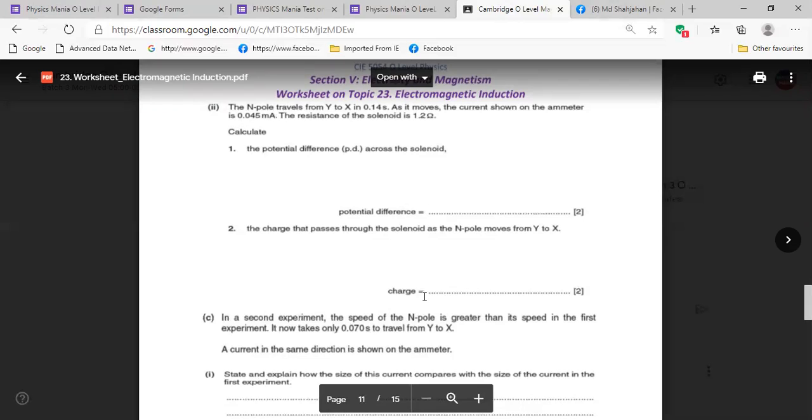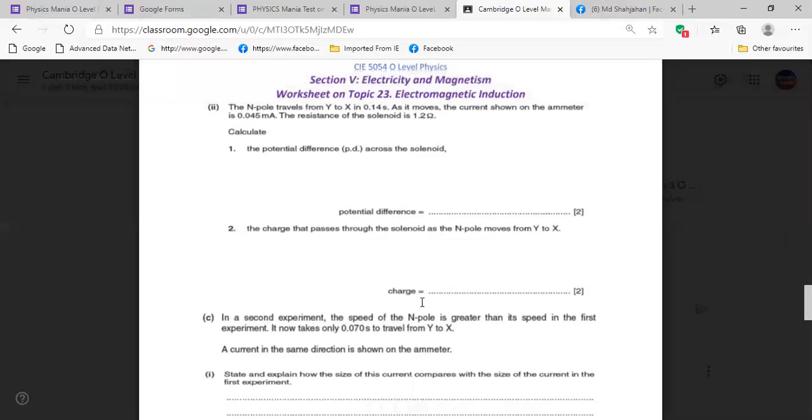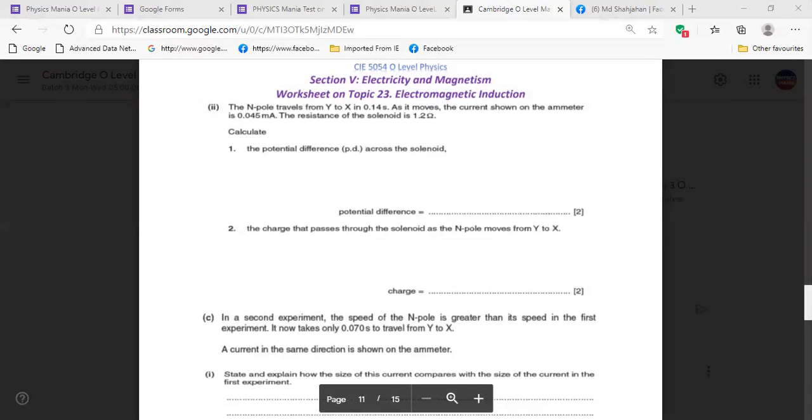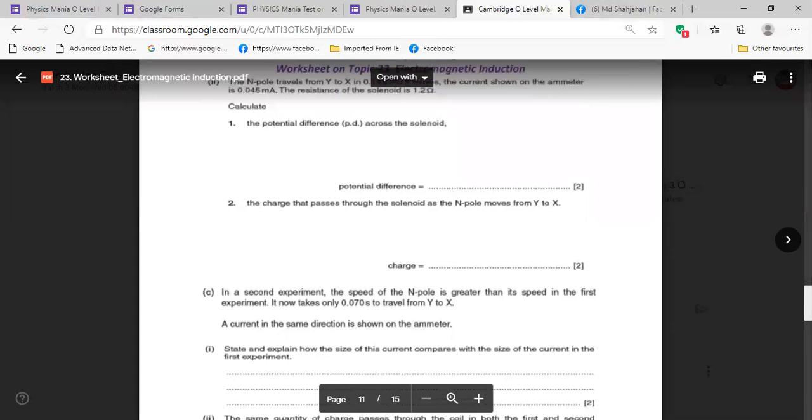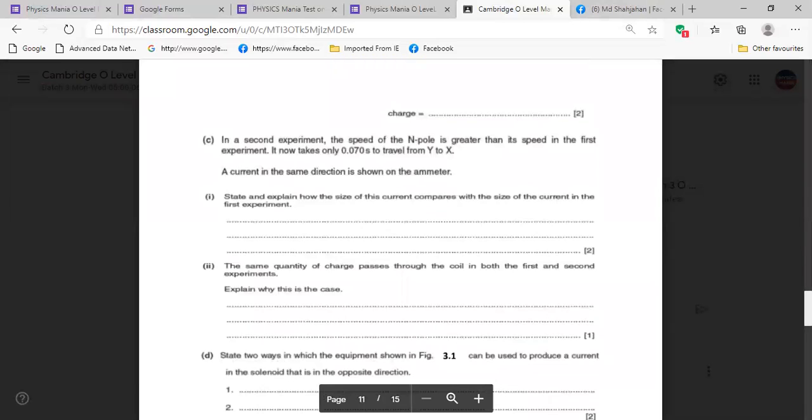And what is the answer of charge? 6.3 into 10 to the power minus 6. Yes, correct. Then next, continue, read.